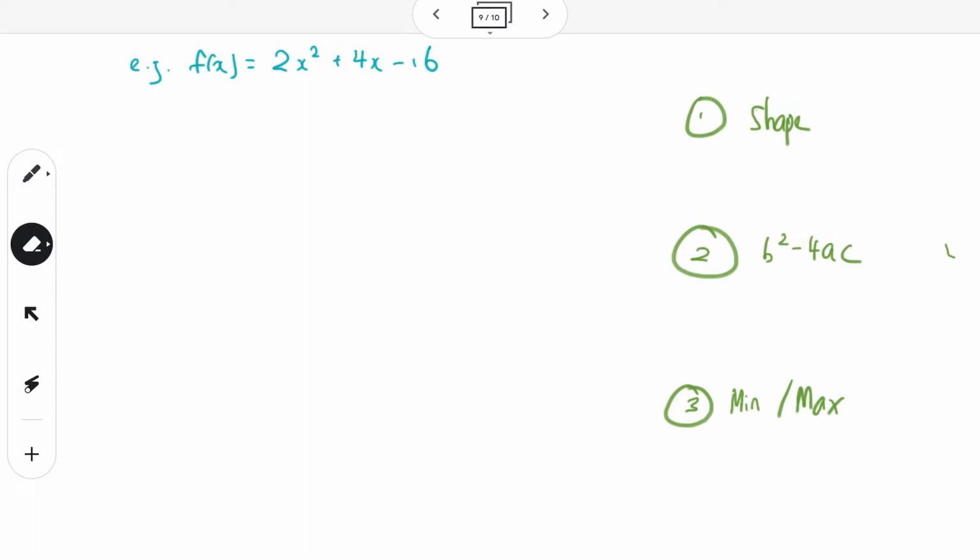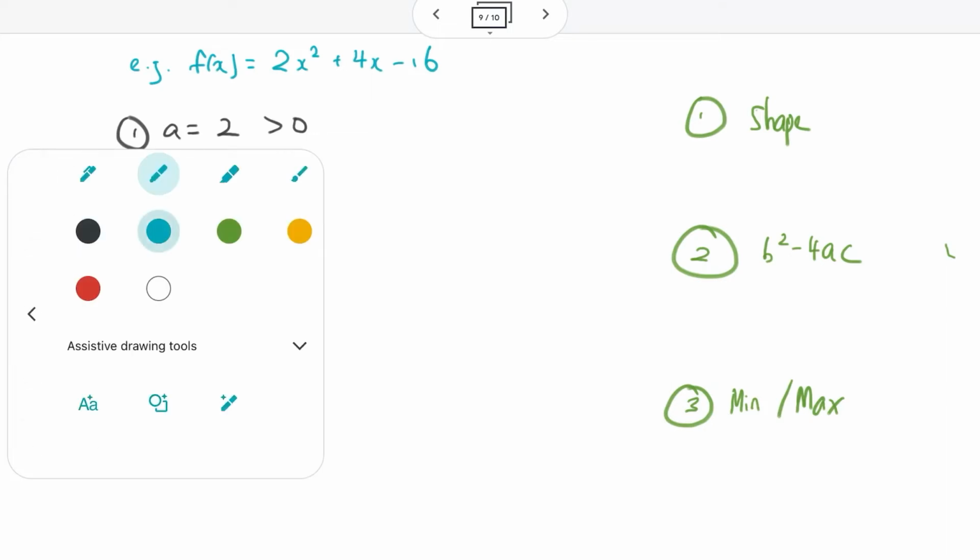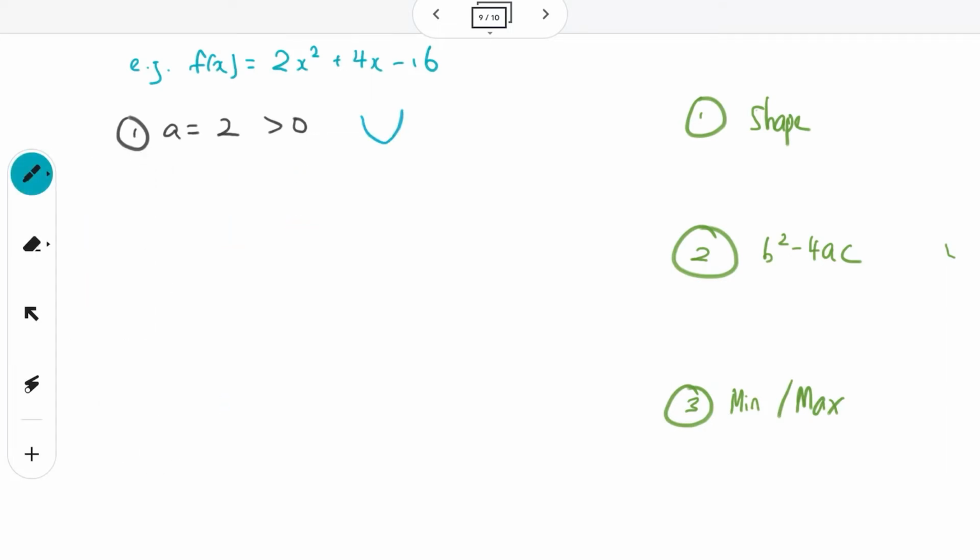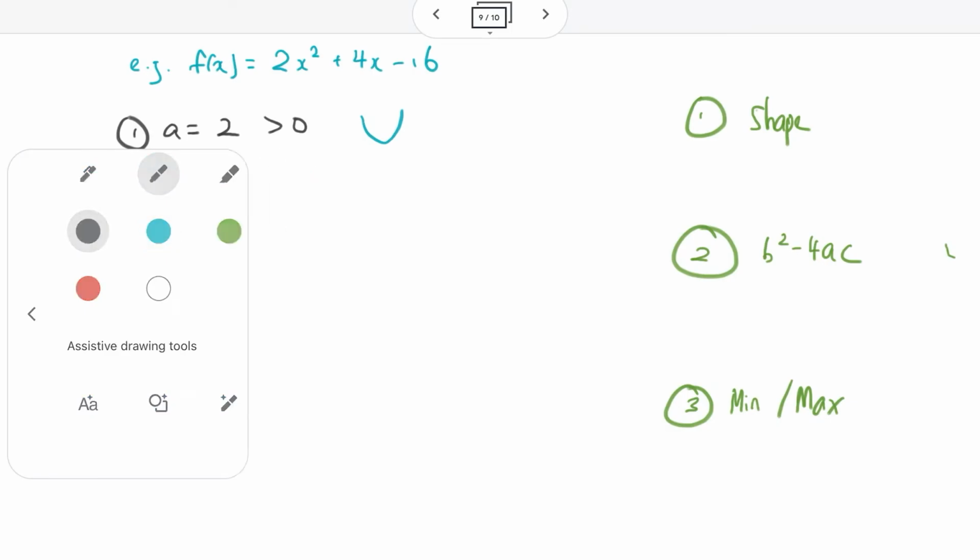Now let us put everything we've learned together and draw a graph by following the 5 steps we've just discussed. So let's take this simple function and let's draw the graph. The first step is to determine the shape. And given that a equals 2, which is more than 0, it's a positive value, and therefore our graph should look like, you guessed it, a smiley face. That's step 1 complete. Very simple.